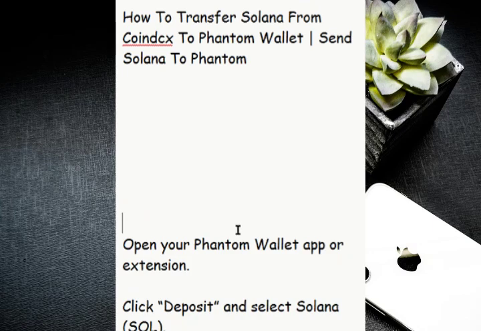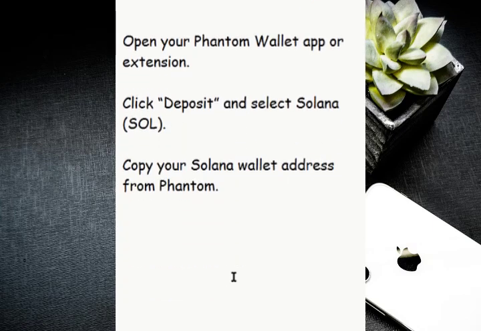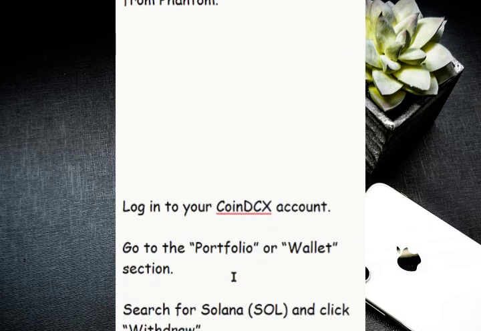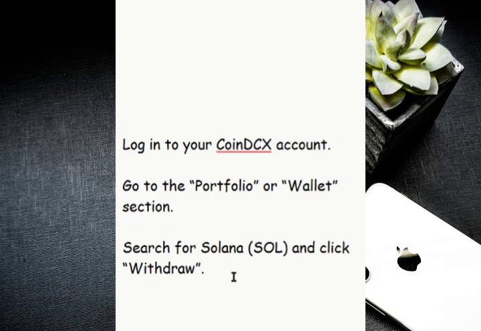So one of the first things to do is to open your Phantom wallet app or the extension on your browser. Then click the deposit and select Solana. So from there, copy your Solana wallet address from Phantom and log into your Coindcx account.